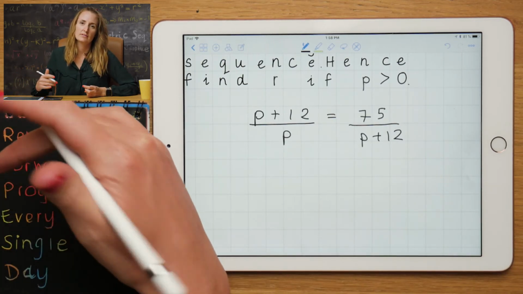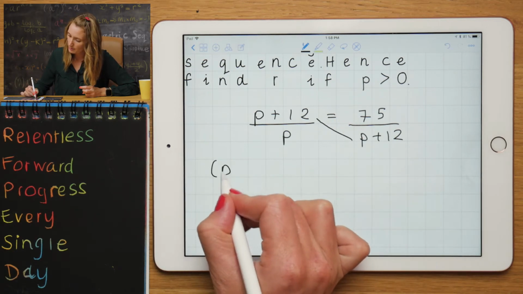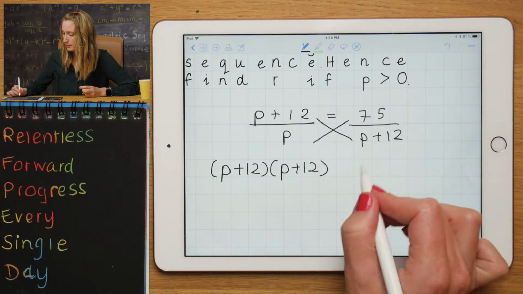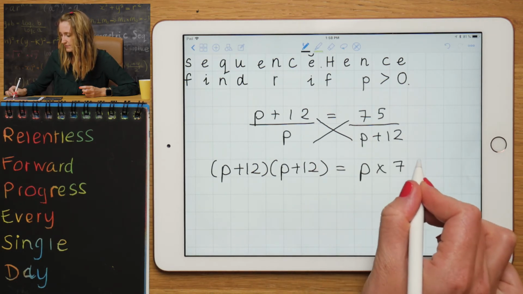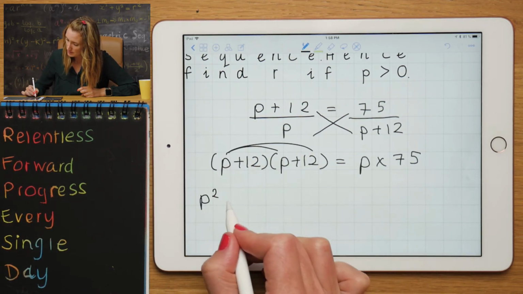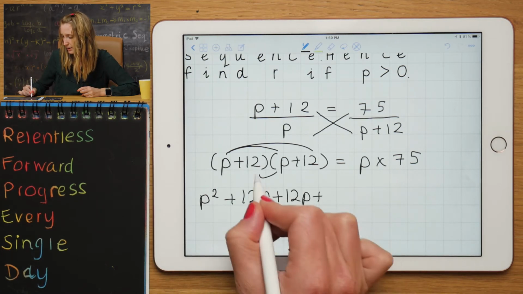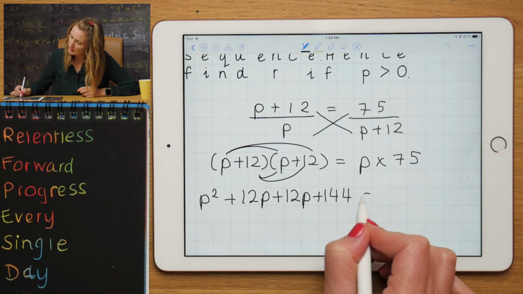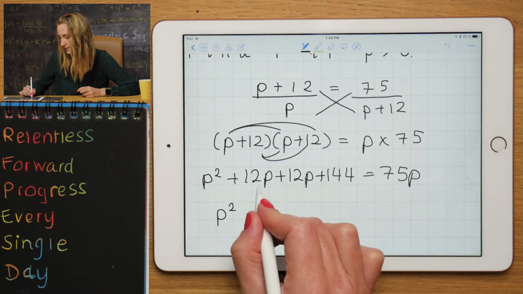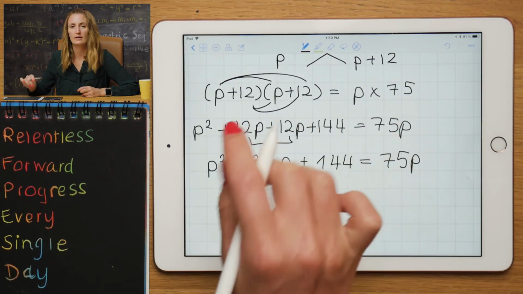What this leaves me with now is an algebraic equation, and I'm going to solve it by cross multiplying. So I'm going to multiply p plus 12 by p plus 12. And here I'm going to multiply p by 75. Multiply out this bracket. So I'm going to have p squared plus 12p plus 12p plus 144 is equal to 75p. Collect together these two like terms. Now you can see that you've got a quadratic equation forming.